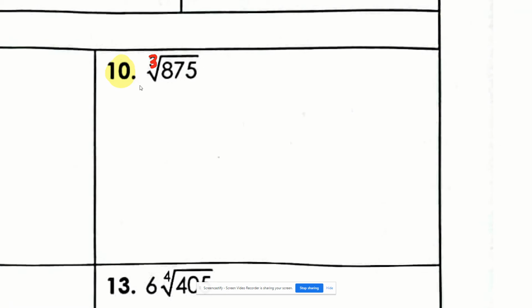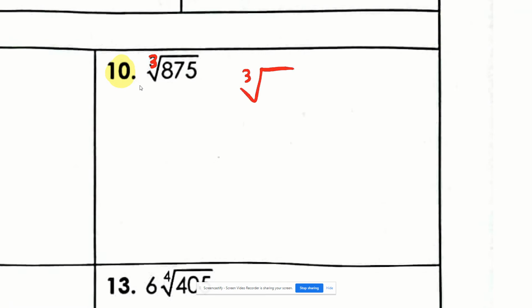So I check it. I divide it. 875 divided by 343 doesn't work. So then I try 216. That's the next perfect cube. 875 divided by 216 doesn't work. So then I try 125. 875 divided by 125 absolutely works.